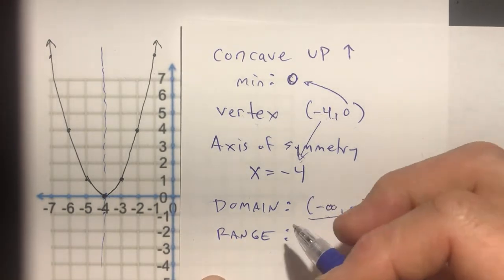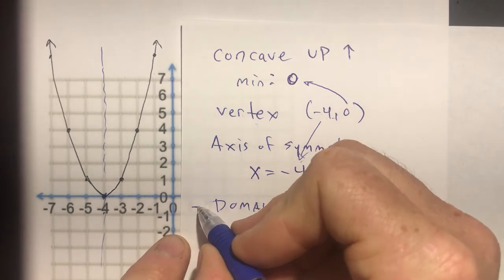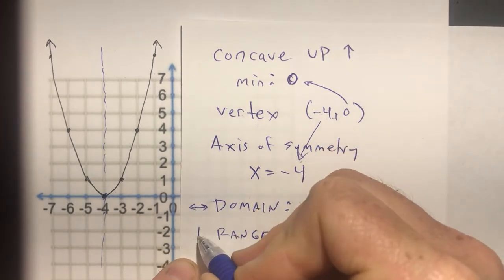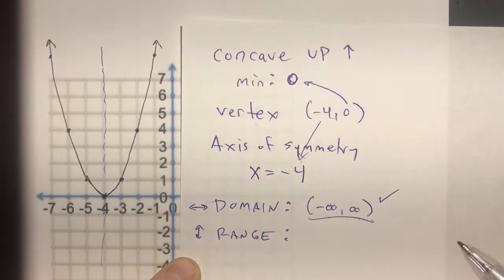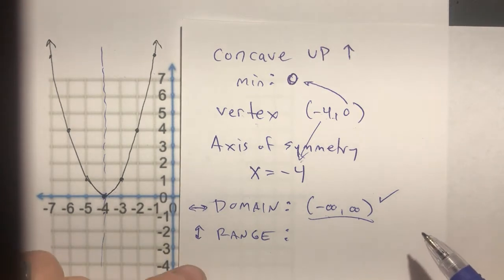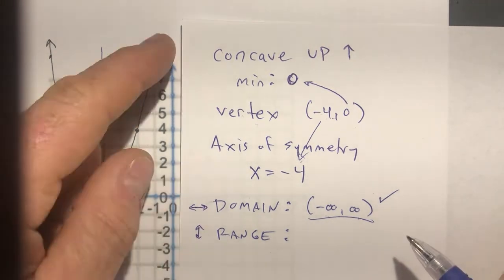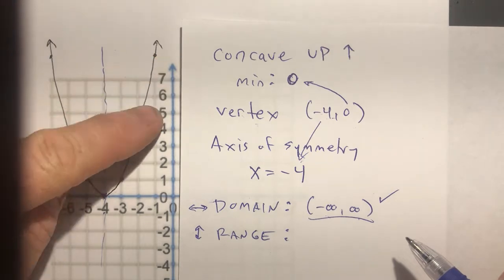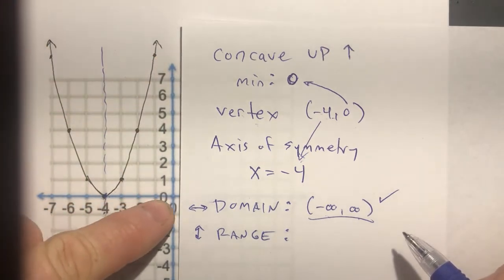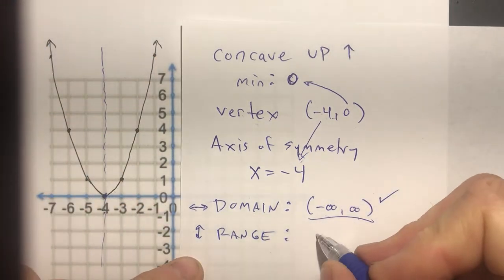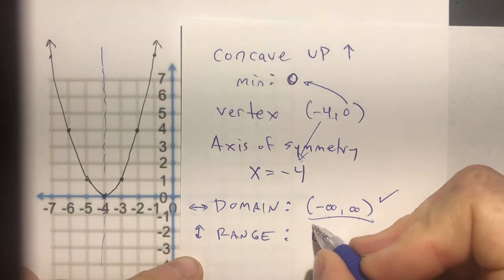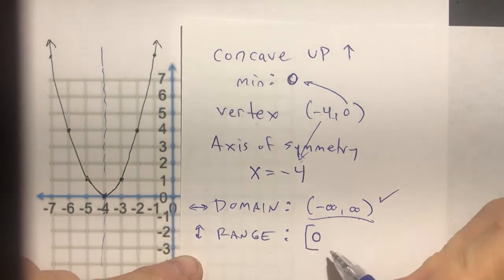Now the range is what's different. Range is up and down. Now let me write this on here. Domain is left and right. Range is up and down. And so what you do is ask how far down does it go and how far up does it go? Well, if you look at this graph, it goes down to 0. So 0 is the lowest value. Now it is included, so I'm going to put this little bracket.